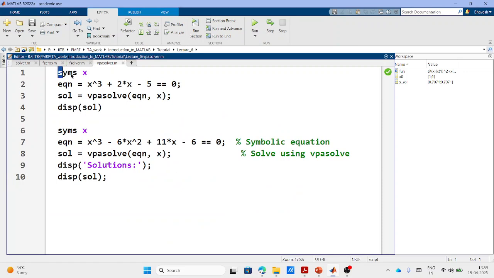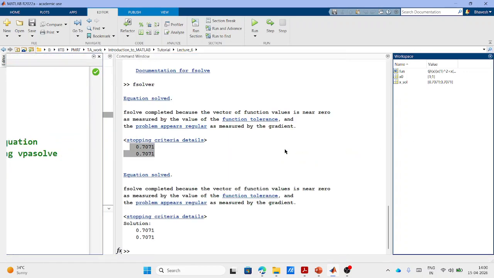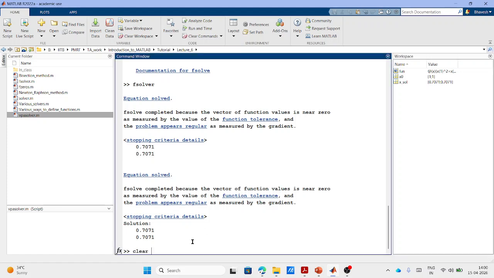So here, first I'm defining a symbol x, then my equation is x cubed plus 2x minus 5 is equal to 0. This is my equation, and I'm calling vpasolve, providing the function and my symbol value, and it will provide me the solution. So first let's look at the syntax.